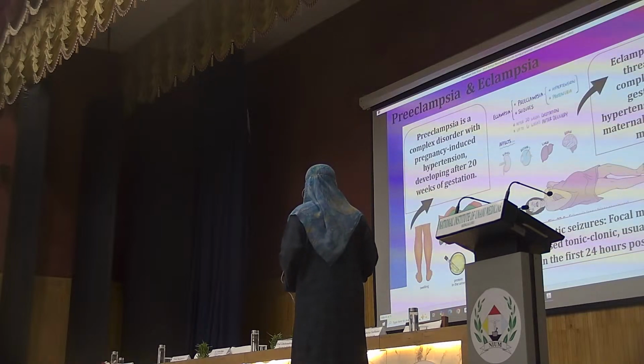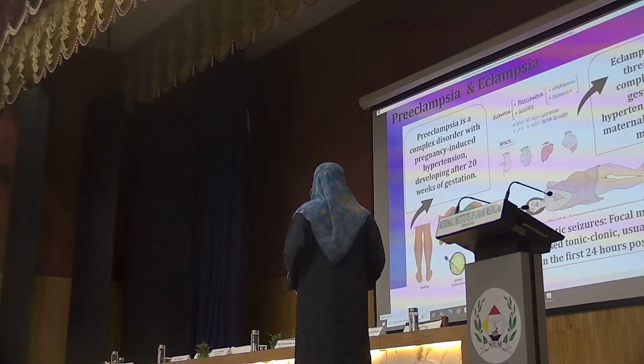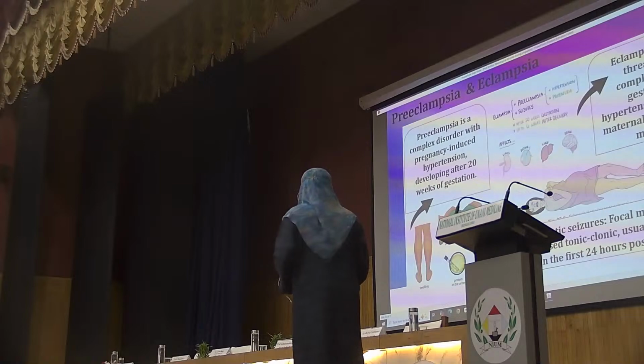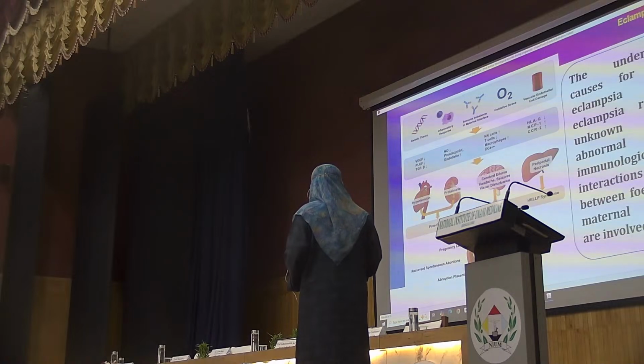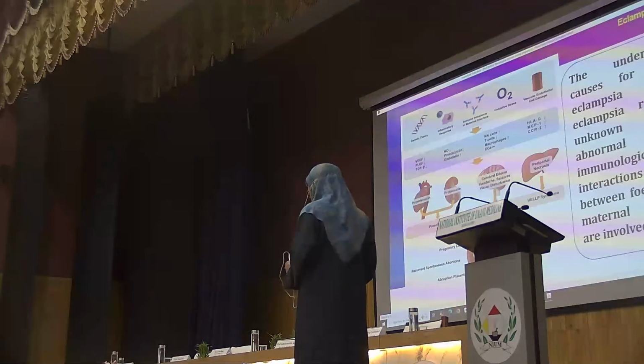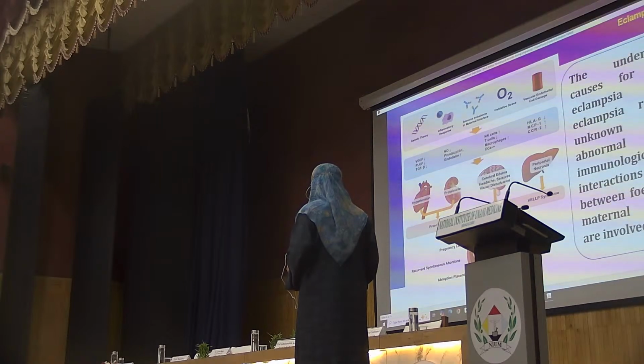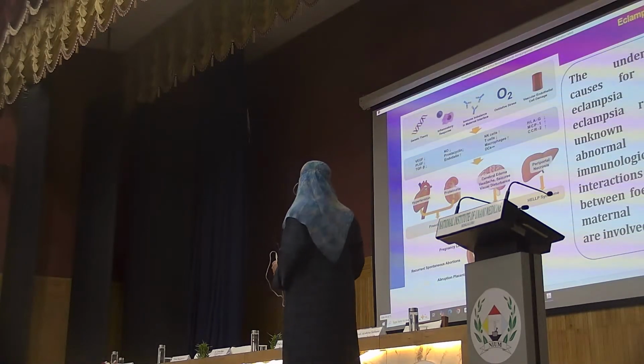So, eclampsia is a life-threatening complication of gestational hypertension with high maternal and perinatal mortality. Here, you can see that eclampsia is focal, motor, or generalized tonic-clonic, usually appearing within first 24 hours postpartum. Then we can see what is the exact cause of convulsions. We don't know; the underlying cause for preeclampsia and eclampsia remains unknown, but abnormal immunological interaction between fetal and maternal tissues is involved. So we see that in eclampsia, the woman will develop cerebral edema, headache, convulsions, and visual disturbances. And again, HELLP syndrome can also cause eclamptic fits, and therefore we should be well aware about preeclampsia and eclampsia.